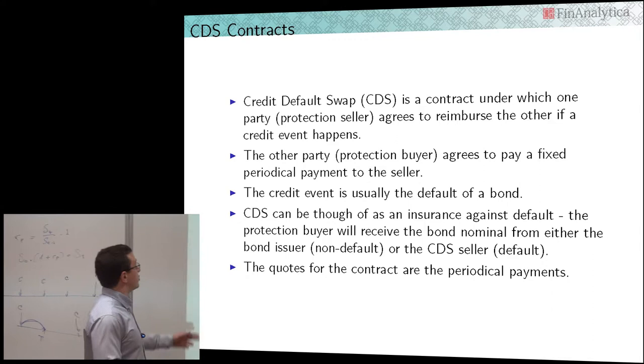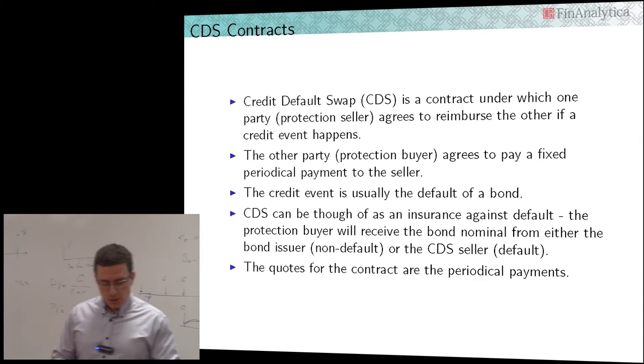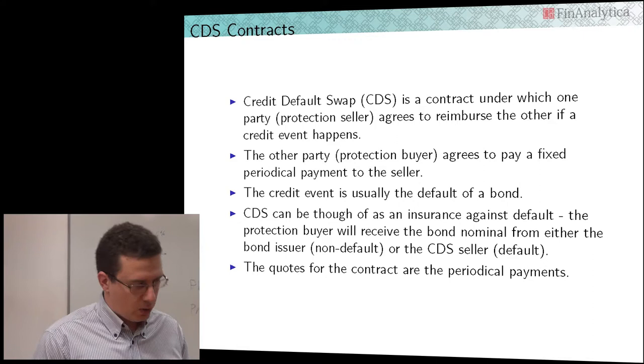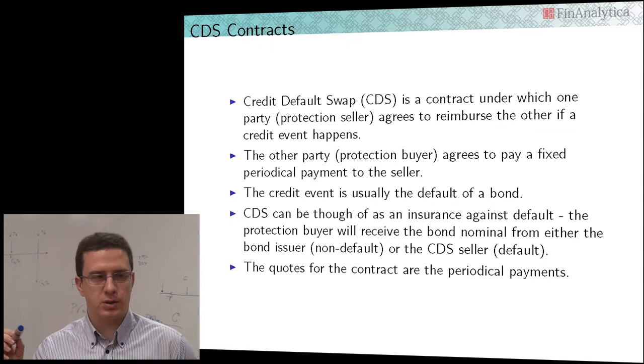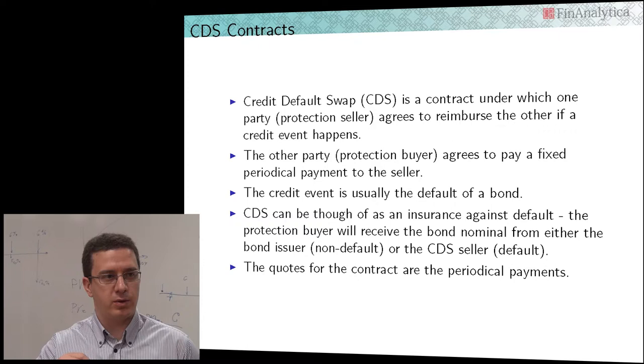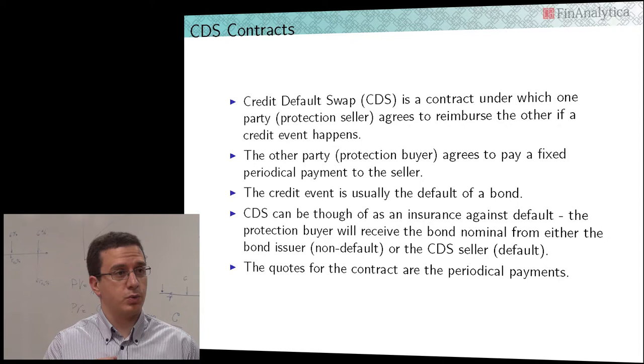And the reason this thing here is in the lectures at all is the following. You can actually use it to price a bond if you know what the market is quoting as CDS spreads for the given bond or the given issuer. You can use this information to get the price of the bond, and this theoretical price would be closer to the market price than just using a yield curve as we saw before.